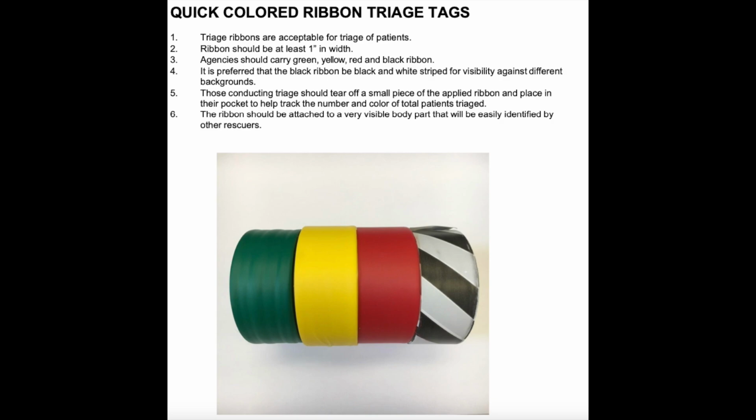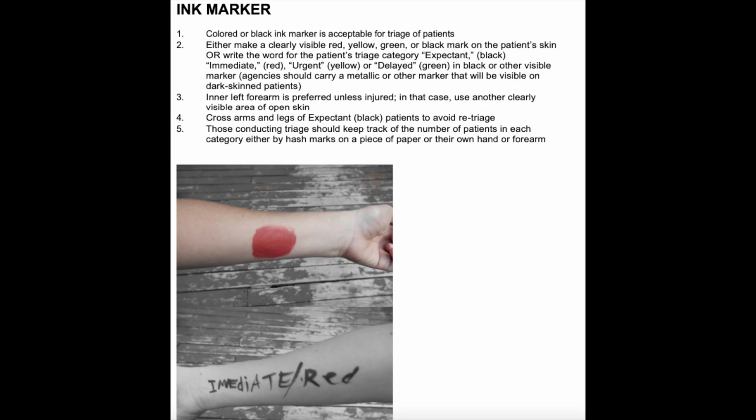If you don't have the flagging, then we can also use ink markers. We can use colored ink to label a patient in each particular category. Or if we have just a black ink marker, we would write the words immediate/red, for example, on a patient's limb. The preferred location is the left arm if it's uninjured and available for us to use to label. Otherwise, use something, again, that would be easy to spot for other responders.